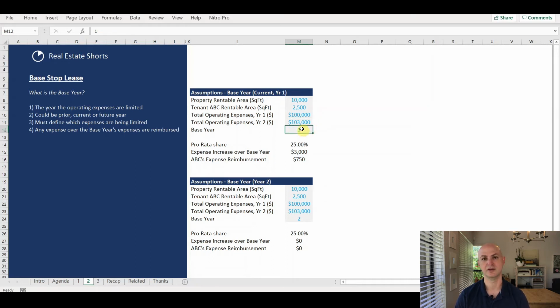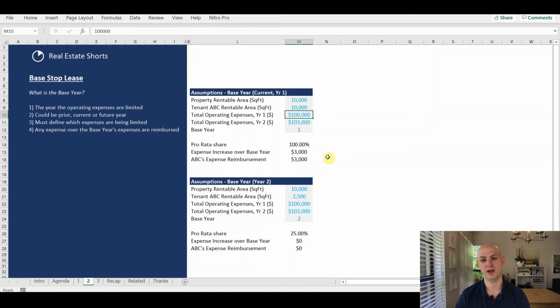So what this really means is, if year two is looking ahead through time and year one is current year, then anything over that current year amount is going to be due for reimbursement. So the tenant occupies 25% of the building. The increase was $3,000 in year two. And so this tenant, at the end of year two, needs to reimburse to the landlord their share of that increase. So the 25% of the $3,000. Just to illustrate what this would look like, if they occupied 100% of the building, they would be responsible for reimbursing 100% of the increase.